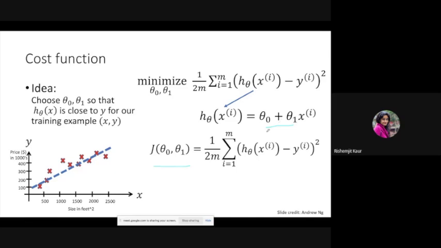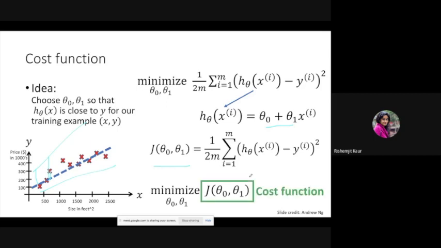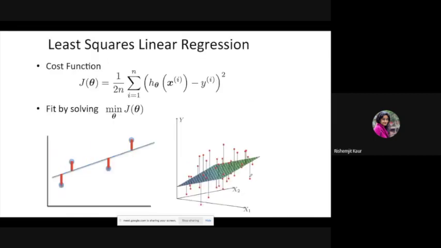These parameter values will determine which line we will have. We'll have this, or we will have this optimal one, or we'll have something like this, right? Which will in turn tell us how much error we will have, if we will have this much of error or this much of error. So this is our objective function which we want to minimize in order to find the optimal values of theta. This is what we call our cost function.